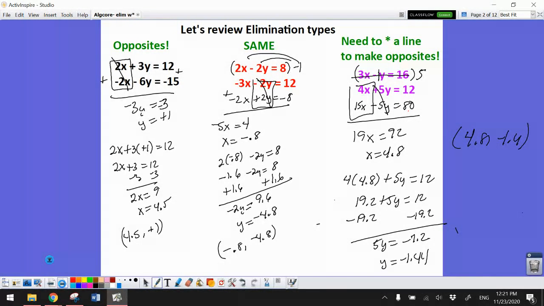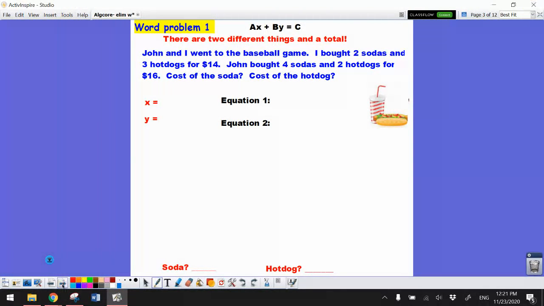Okay, let's look at our first word problem. So we're looking at ax plus by equals c. Okay, so there's two things in a total. So John and I went to the baseball game. I bought 2 sodas and 3 hot dogs for $14. John bought 4 sodas and 2 hot dogs for $16. And they want to know what is the cost of a hot dog and the cost of a soda.